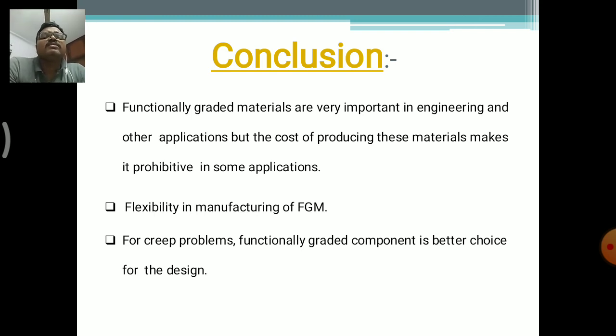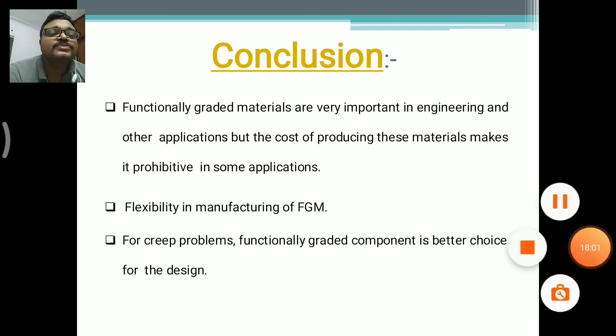Second one is the flexibility in manufacturing of FGMs. We are using different types of materials and combining different types of properties. We are taking it as thin FGMs or bulk FGMs. In the bulk FGMs we are using layer by layer production. So this flexibility in manufacturing is very high in functionally graded materials as compared to composites.